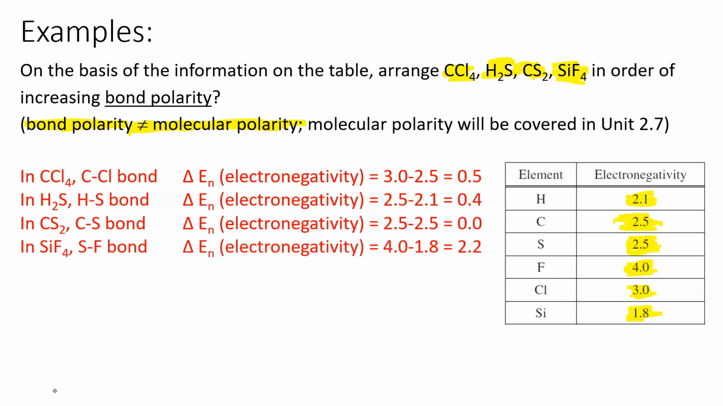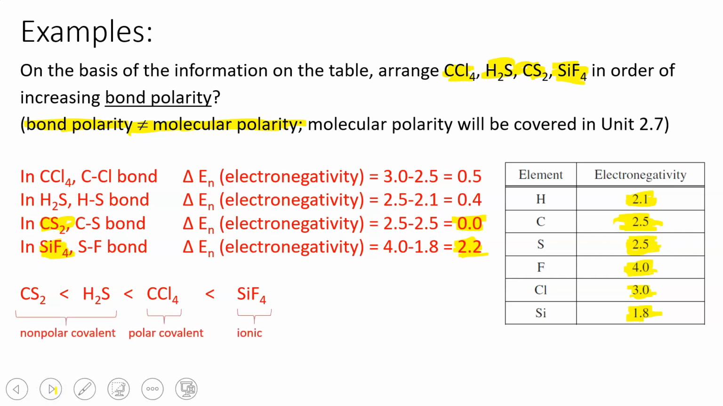So now I could arrange these in order of their polarity. The most polar is going to be SiF4. It's my biggest number, and the smallest number is 0. So CS2, which is the one that is 0, is the smallest difference in electronegativity. So it's going to have the smallest dipole. And the largest is SiF4. That works out well. It kind of makes sense.